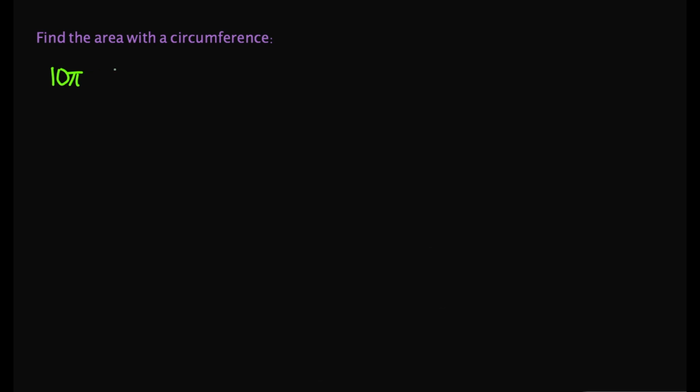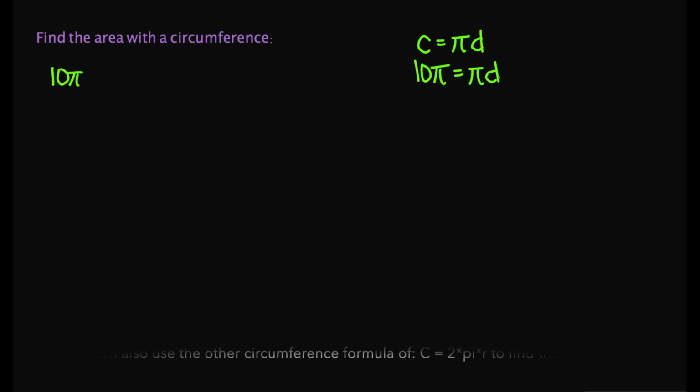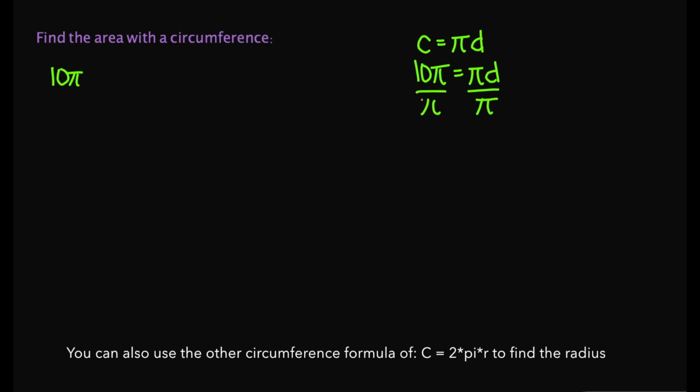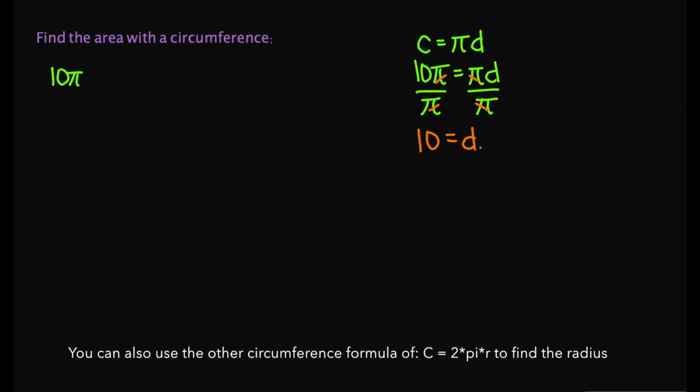So let's say we needed to find the area with a circumference of 10 pi. Remember the formula for your circumference: C equals pi times your diameter. My circumference, they are telling us, is 10 pi. So I'm going to do 10 pi equals pi times your diameter, and I'm going to solve for my diameter so that we can find the radius. I'm going to divide both sides by pi. My pi's are going to cancel out here, and I'm going to be left with 10 equals my diameter.